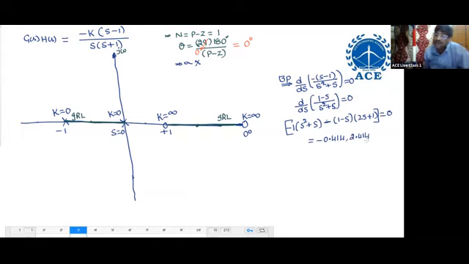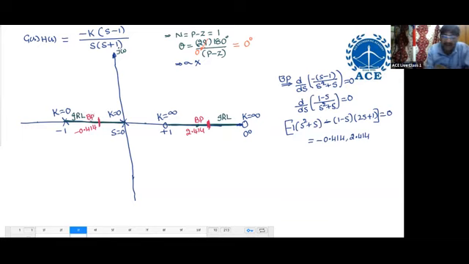Points minus 0.414 and 2.414, both are valid. Here the break point 2.414 is on the inverse root locus, so it is valid for inverse root locus. Minus 0.414 is also on the inverse root locus, so it is valid. Both breakpoints are valid, but not for the direct root locus. They are valid only for the inverse.